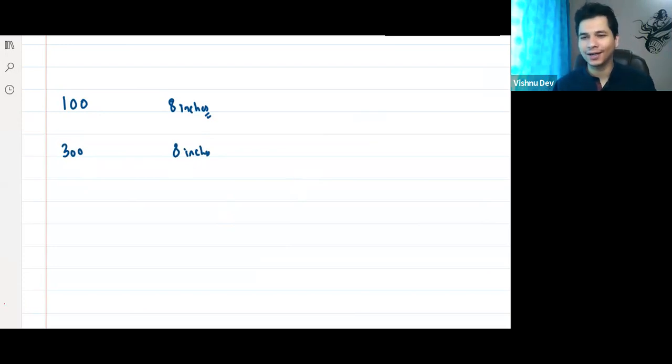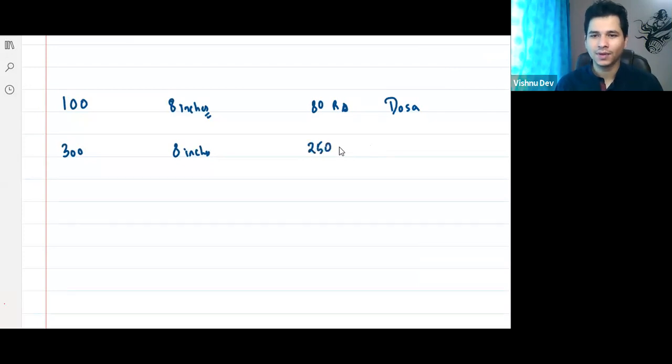Got it? For example, you eat a cheese paneer Szechuan dosa, and suppose it costs 80 rupees. Now think about it. The same dosa is given in some 5-star restaurant for, suppose, 250 rupees. Exactly the same. Now tell me, will it be expensive? Yes, it will be expensive. How much expensive?